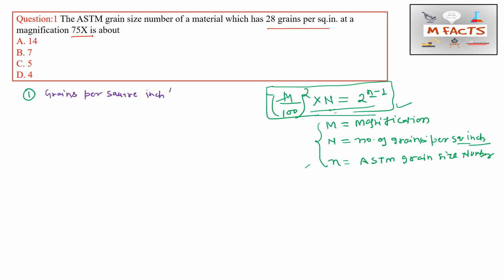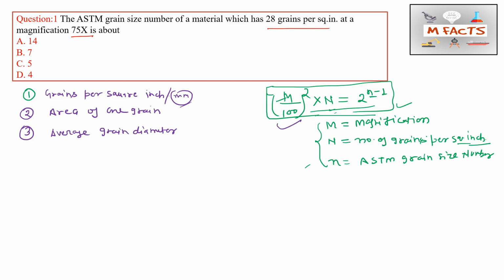This may be per square inch or per square something else, and that is the unit conversion. Nothing to worry about those things. The next type of question they can ask is the area of one grain. This is the next possible type of question. And the third type of question that may be asked in the exam is the average grain diameter. Now we will see how to calculate these three only by this formula.